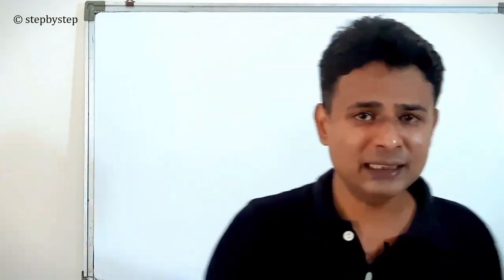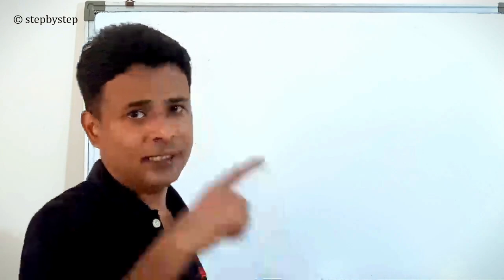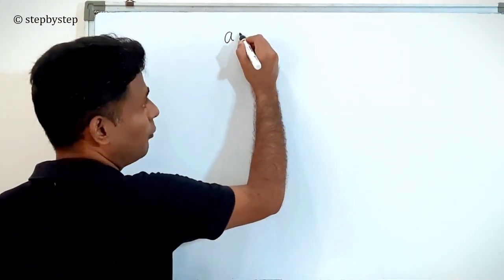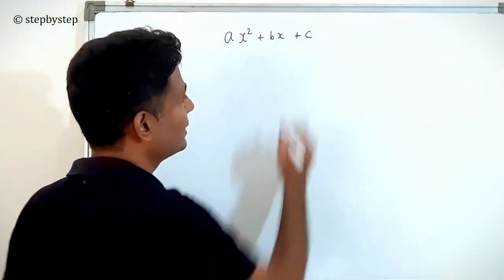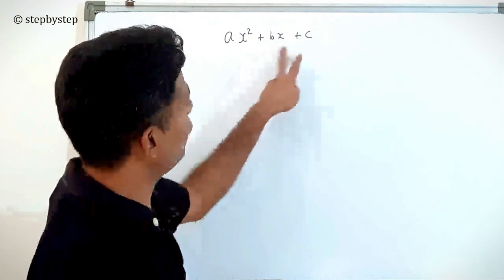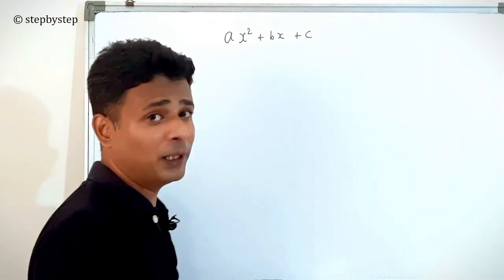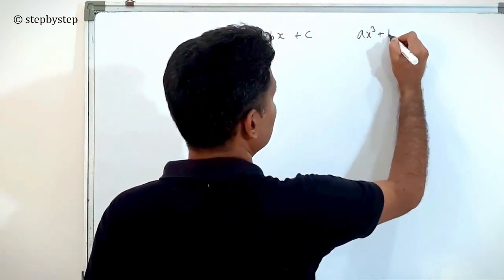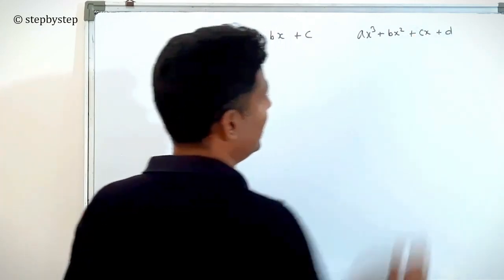Now the next topic you need to remember is the quadratic polynomial, we saw that, right, where the power is 2. The general form is ax² + bx + c. This is the general form of a quadratic polynomial. What is the general form of a cubic polynomial? ax³ + bx² + cx + d.